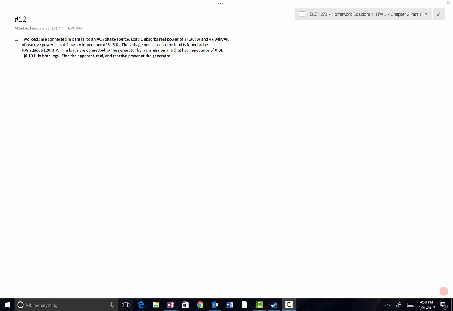The loads are connected to the generator by a transmission line that has an impedance of 0.01 plus j0.1 in both legs. Find the apparent, real, and reactive power at the generator.